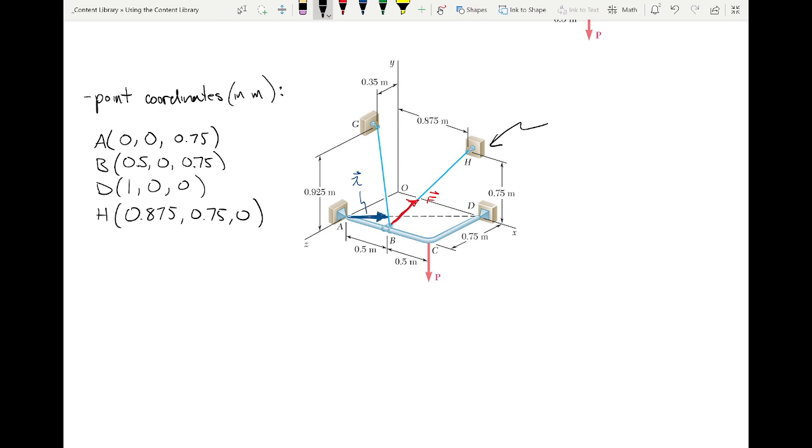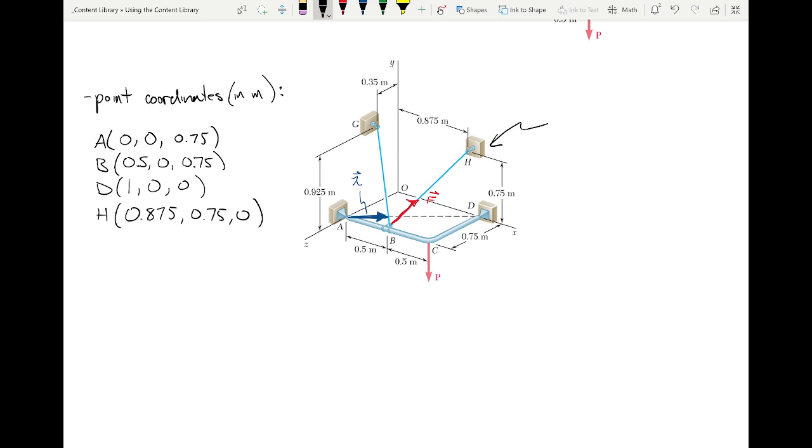Is everybody okay with this part? That's a great question. Why don't we have C? The reason is because we really don't need it for this problem. We can define the coordinates of C if we would like, but we don't need it. This problem is trying to determine the moment about axis AD.